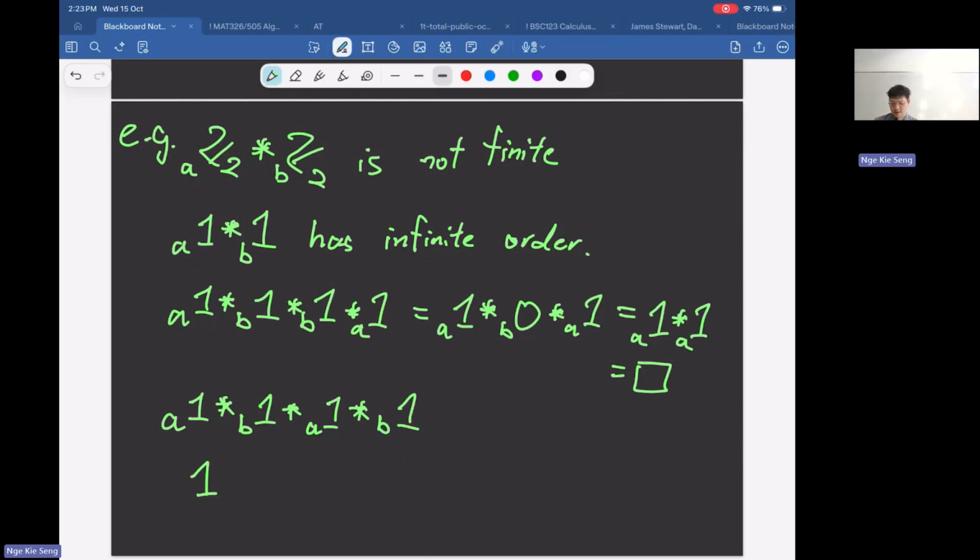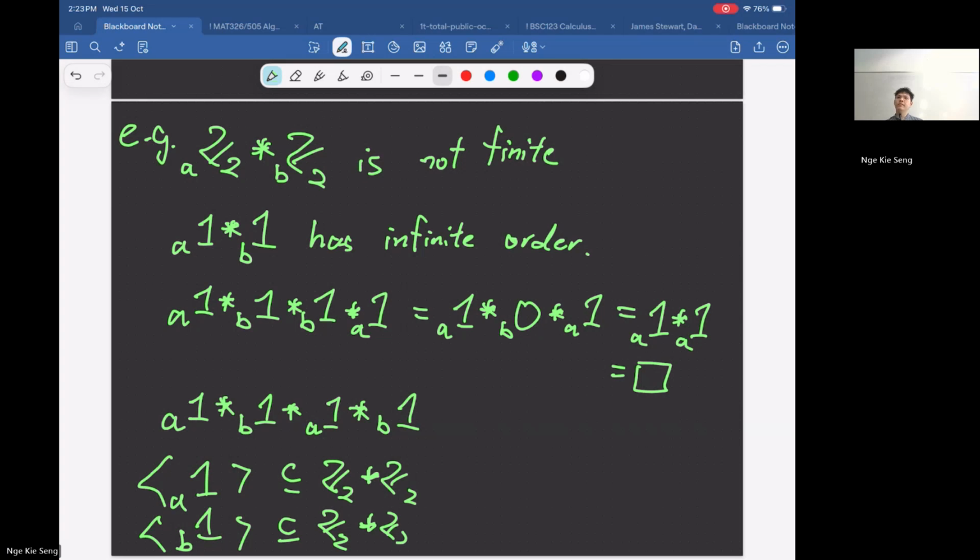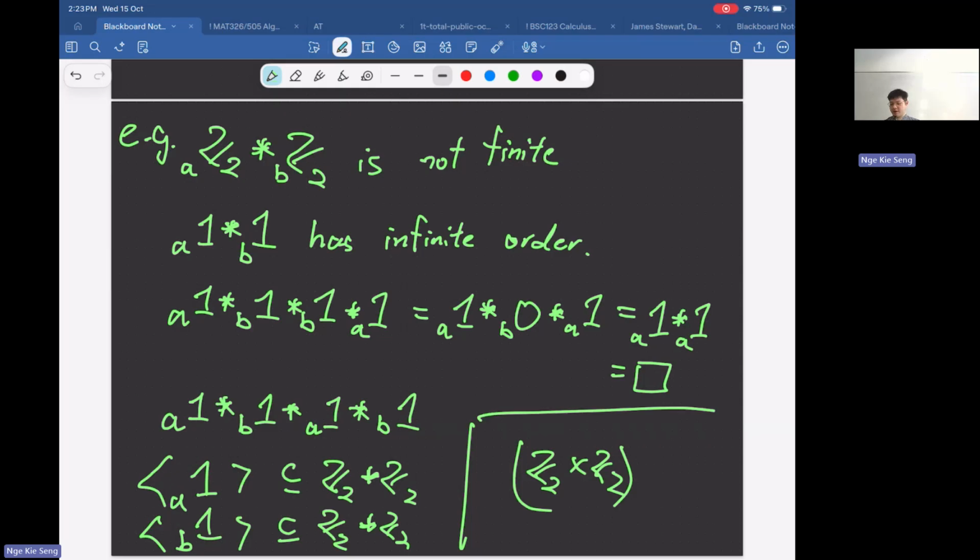So for example, 1A, 1B, this one, they will form a subgroup. Does it make sense? Z2 will form a subgroup inside this Z2 free product Z2. If it is product, then it is different, because you cannot do the same thing. So I'm trying to say what's the difference here.